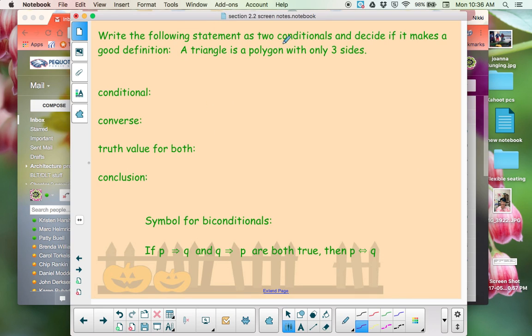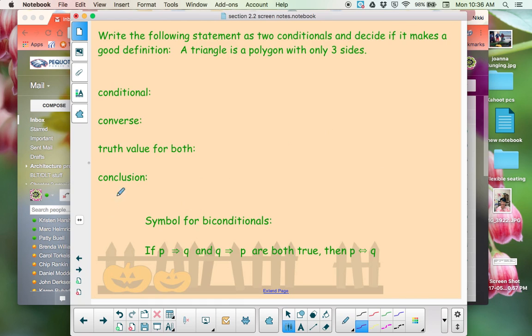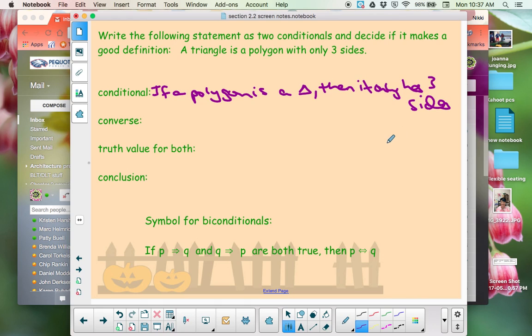So to write a statement as two conditionals and decide if it's a good definition, follow these checks and balances, so to speak. Here's our statement. A triangle is a polygon with only 3 sides. So we start by changing it into a conditional. So if, and what's our subject? Polygon. Okay, so if a polygon is, and I'm just going to abbreviate, triangle, then it only has 3 sides.